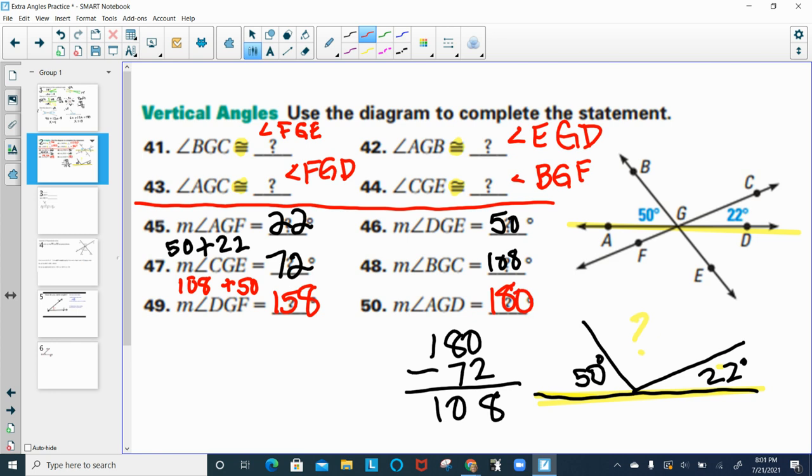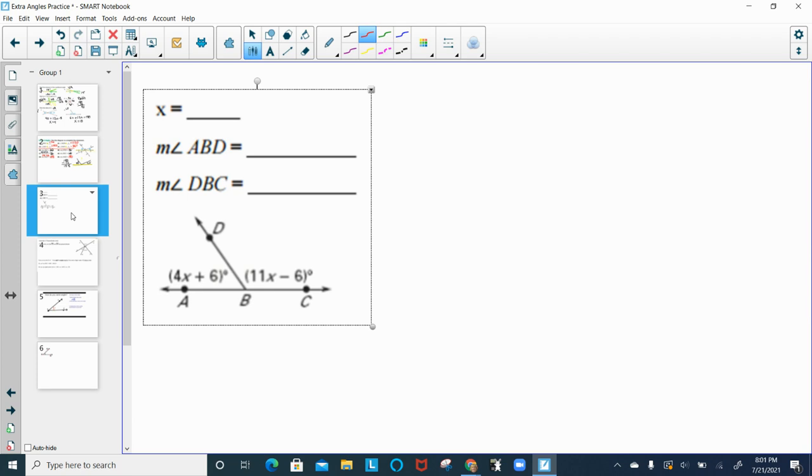Okay. So I hope between the work that you did in the classroom and then seeing this, thank you for tuning back in. That's really important that we get that closure on that. So now what I'm going to ask you to do is turn the page, the very last page in the packet. Yay for us. To page 25. And at the top of the page, you're going to see this. And it's asking you to find X. It's asking you to find the measure of angle ABD. And it's asking you to find the measure of angle DBC.